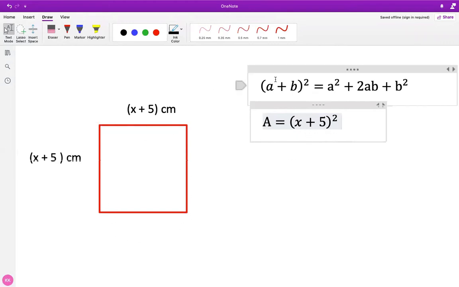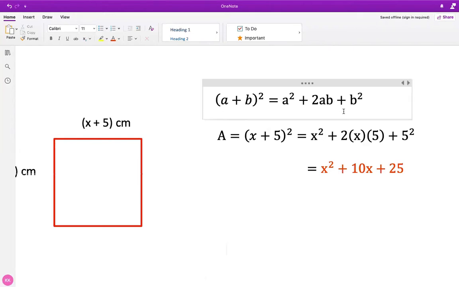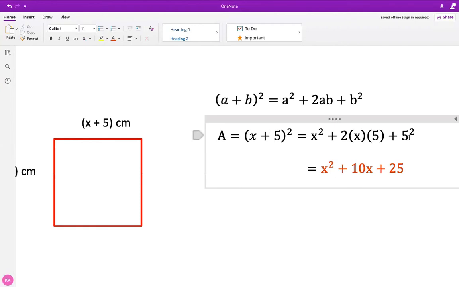So how could I do x plus 5 squared? We learned this from Math 10: a plus b squared equals a squared plus 2ab plus b squared. Basically, I'm going to replace the a with x and the b with 5. So I get x squared plus 2 times x times 5 plus 5 squared, and it gives us x squared plus 10x plus 25. This expression is the area of this square.